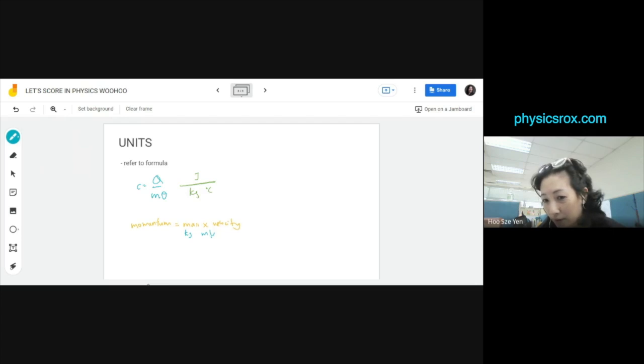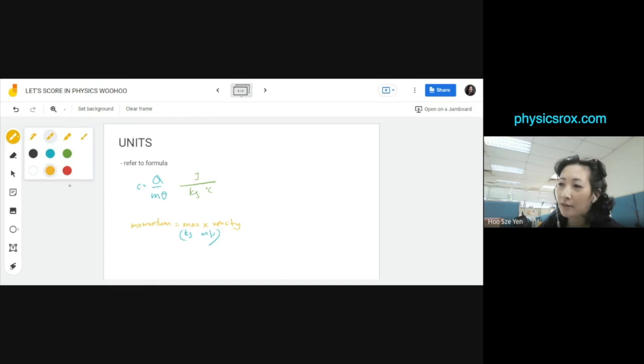But Gwendolyn, you gave me mv minus mu, that's the formula for impulse. I asked for momentum. And so it happens, yes, impulse has the same unit as momentum. Impulse unit is the same, kilogram meters per second.